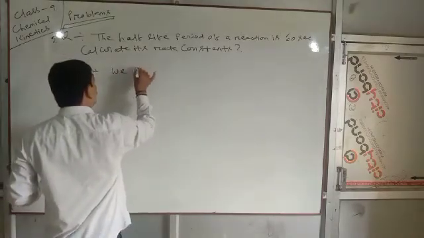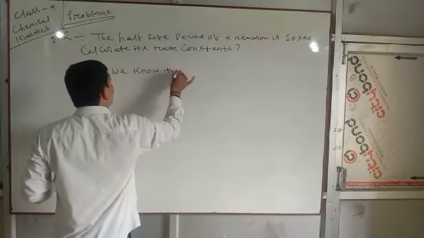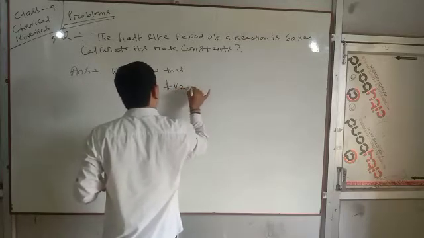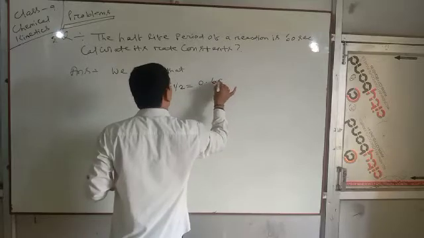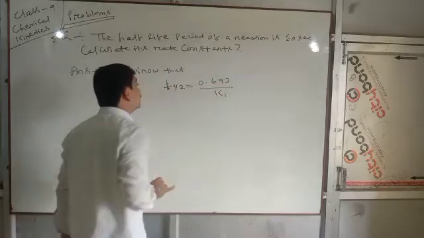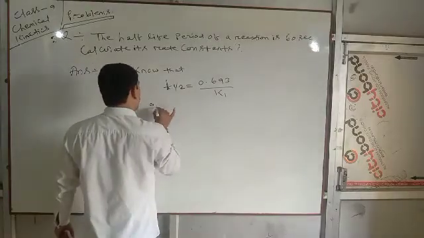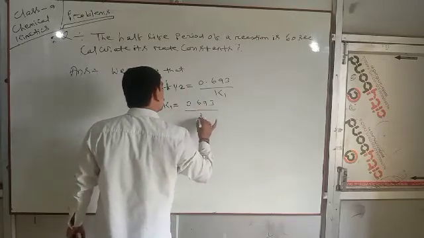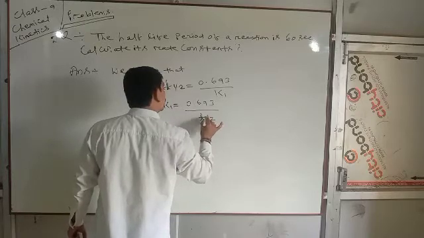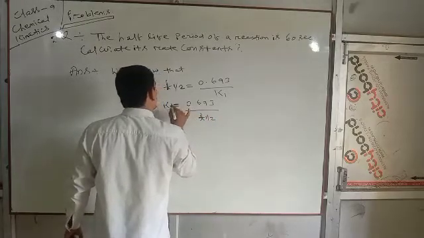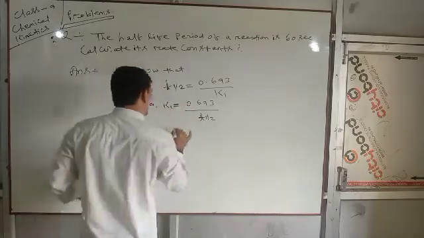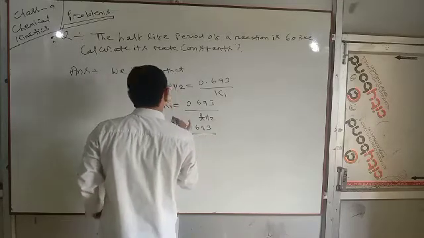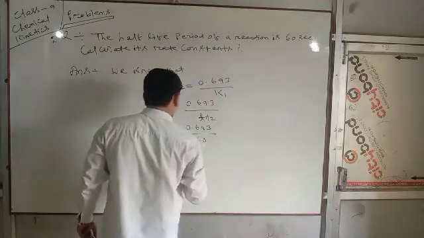We know that t half equal to 0.693 by k1, or k1 equal to 0.693 by t half. Clear? So t half is 60 seconds.